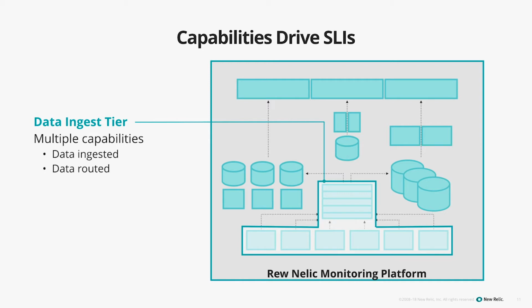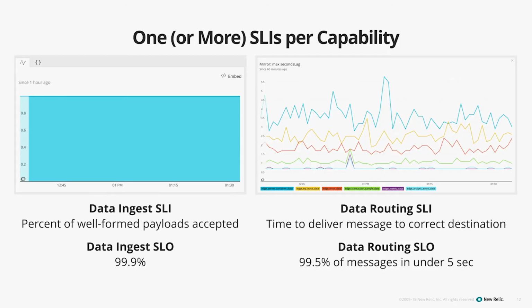ingest tier. What this tier does is accept incoming data from customers and then send it hopefully to the right place so that other systems can consume it. So breaking this down, we can see that this system offers two distinct capabilities, ingest and routing. And we're going to have at least one SLI defined for each of those capabilities.